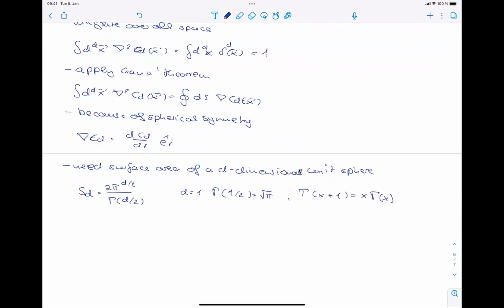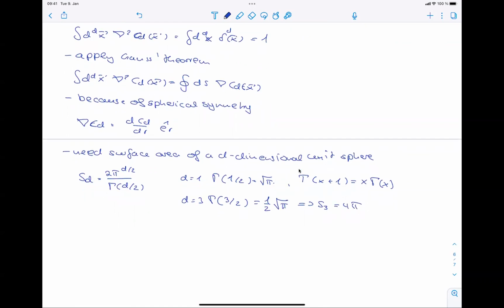So we know that gamma of x plus 1 is x times gamma of x. So with that, we can also, for example, get d equal 3, because that would be gamma of 3 over 2, which we can write as a half times gamma of a half, which is square root of pi. So that's just a half times square root of pi. And so, for example, then we have S3 being 4 pi. So that also makes sense, right? That's what you know.